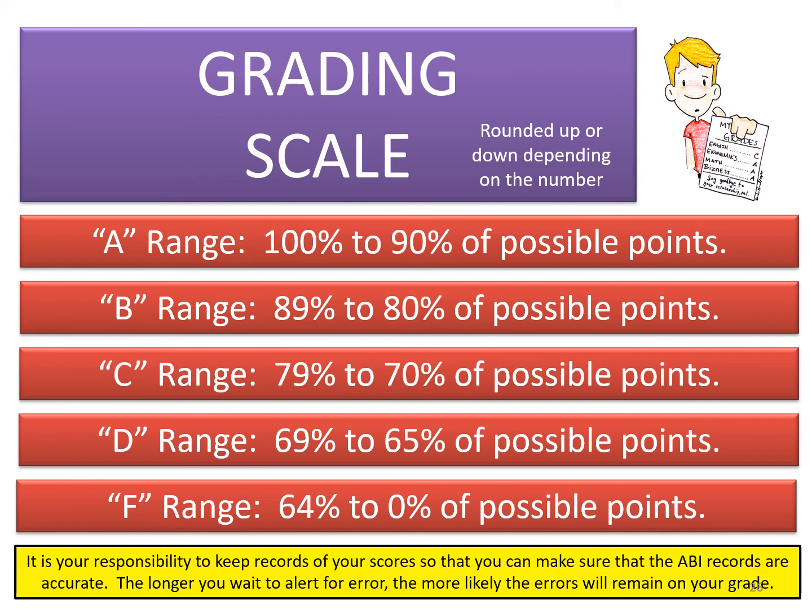I use a traditional A to F scale. I round up or down depending upon where the grade lands. I'll do my best to stay up to date on ABI. Now, if there's any suspected errors of a grade, please let me know within a week or two after the grade is published. The further the grade is from on the calendar, the less likely it's possible to find the mistake.